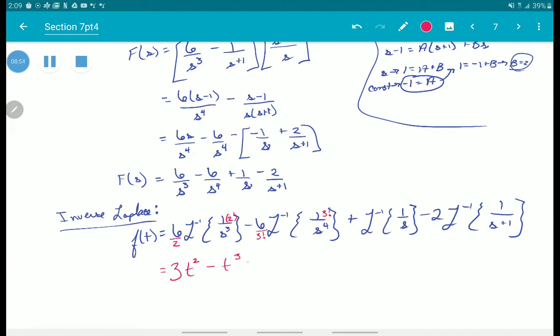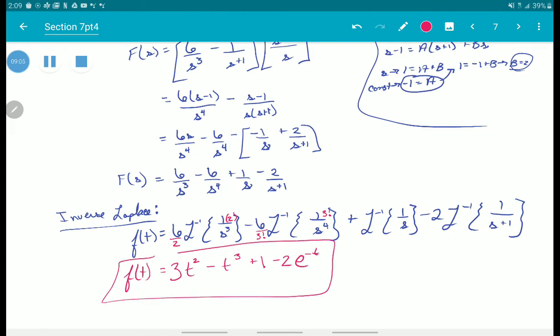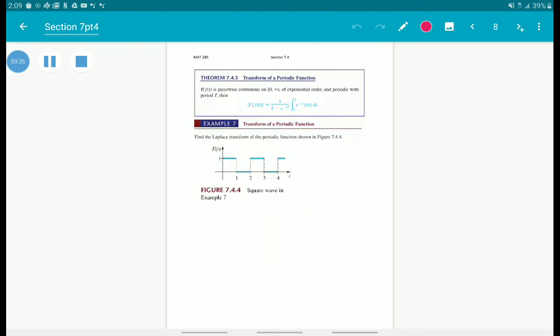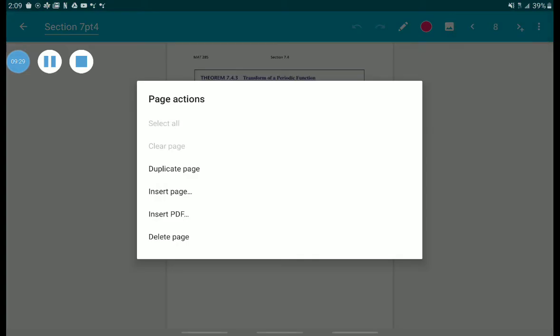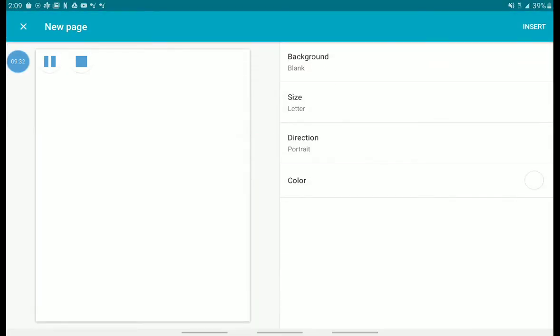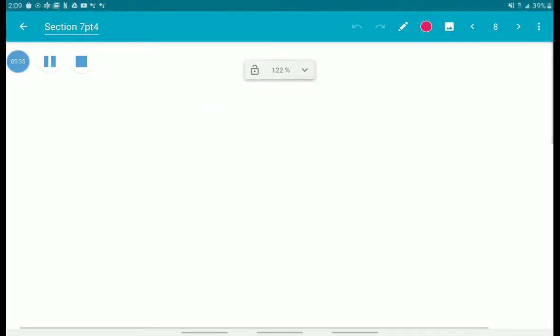The inverse Laplace of 1 over s is just 1, and the inverse Laplace of this would be e to the -t. So there is our final answer for that one. So you can see how we took that piece by piece by piece. I want to walk through one more of those with you, just for fun.